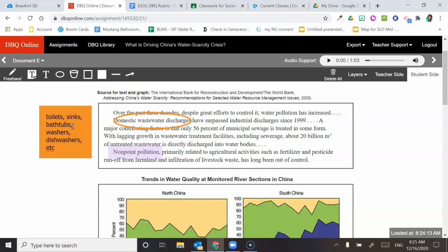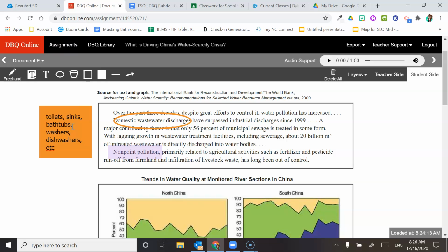So what it's saying is that we're dumping 44% of the poop and the pee and the dirty water from your dishwasher and things like that. It's just getting dumped straight into lakes and rivers. With lagging growth in wastewater treatment facilities, including sewage, about 20 billion cubic meters of untreated wastewater is directly discharged, directly dumped into bodies of water.